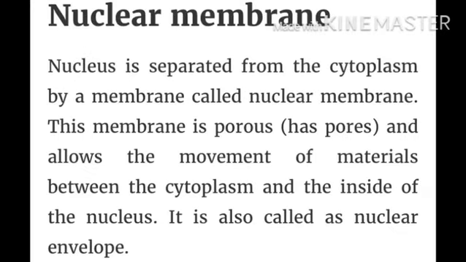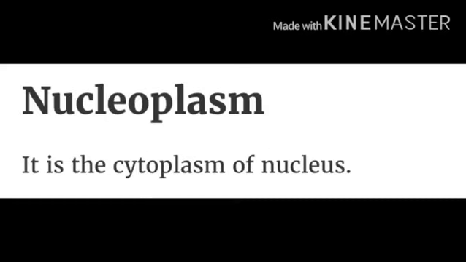Now nuclear membrane. Nucleus is separated from the cytoplasm by the membrane called nuclear membrane. This membrane is porous, has pores, and allows the movement of material between the cytoplasm and the inside of the nucleus. It is also called nuclear envelope. It surrounds the nucleus and controls the passage of certain material in and out of the nucleus.